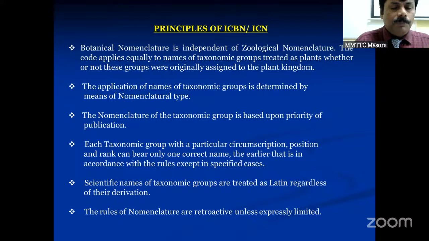The 6th principle: the rules of nomenclature are retroactive unless expressly limited. Retroactive means it is applicable from 1st May 1753, from the inception, unless there is a provision with the permission of the code. Yes, here is a wrong name. It has been proved wrong, and nobody is accepting this particular nomenclature. Kindly permit me to change it, the synonym, basionym, like that.